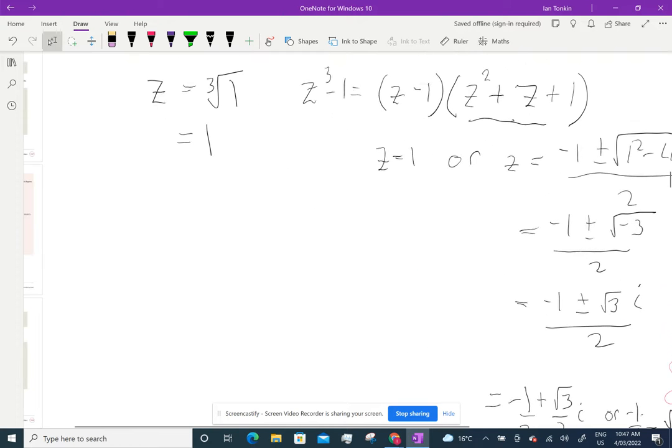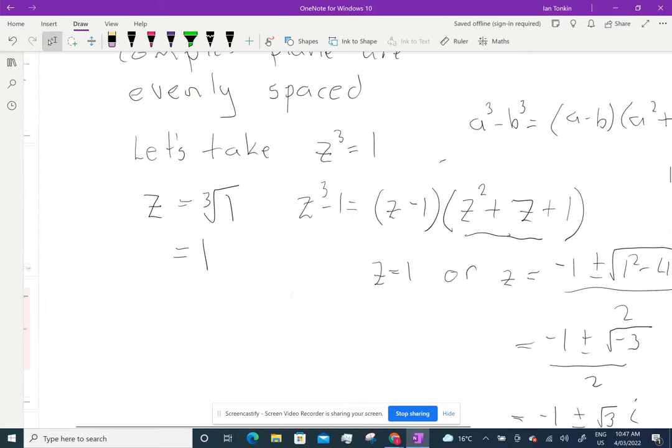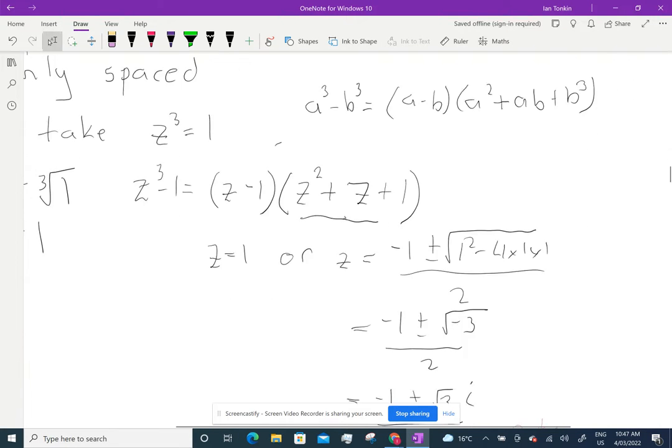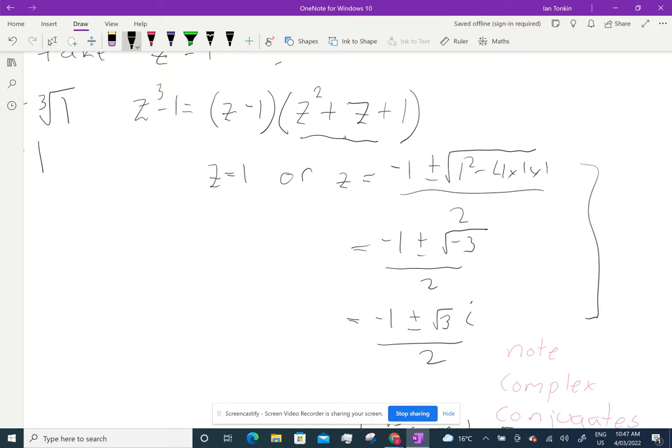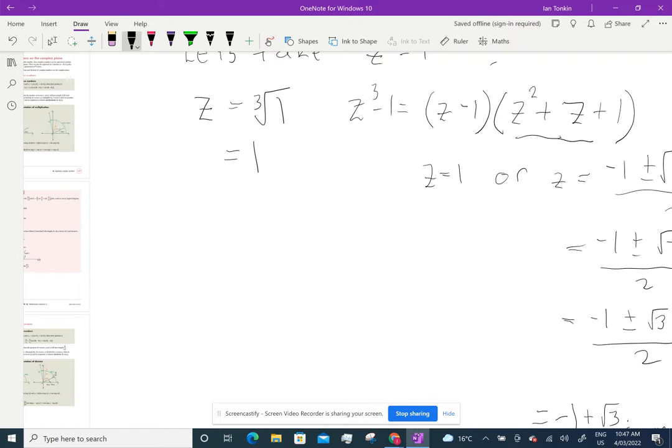Now, let's think about this. An easier way to solve this, and this is what we're going to do, rather than going through that process and finding the 3 roots. Once we know z cubed equals 1, once we know 1 root, z equals 1 is one solution, but we know there are another 2 hiding out there. But we know they're evenly spaced. So if we look at the Argand diagram, there's 1 root. That's the first root, and it's 1.